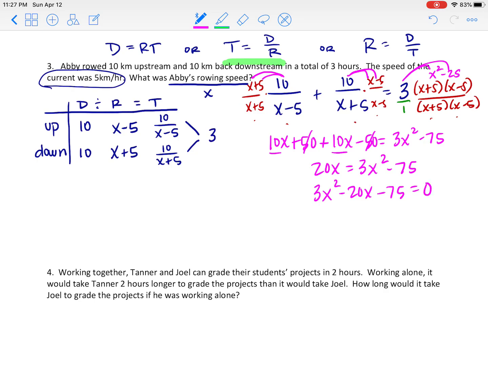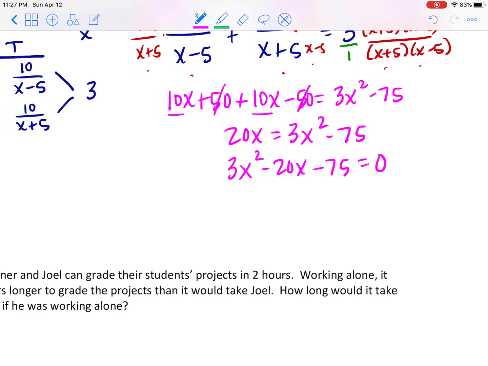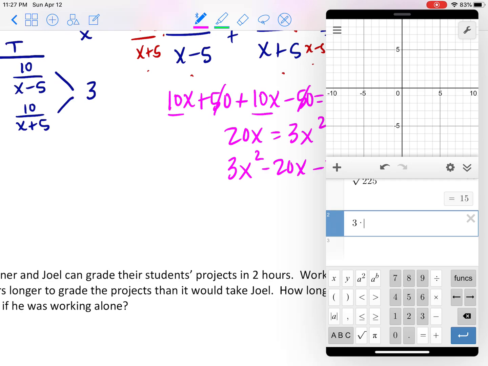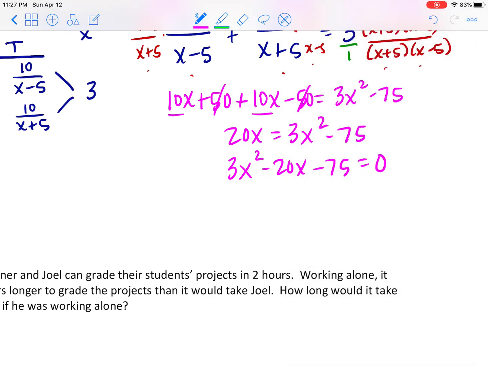And then let's see, is this bad boy going to factor? So 3 times negative 75. 3 times 75. Oh, I feel like I should know that. It's negative 225. Are there going to be factors that make 20? So we used 3 and 75 to get it. Let's see. 25 goes in how many times? 6?